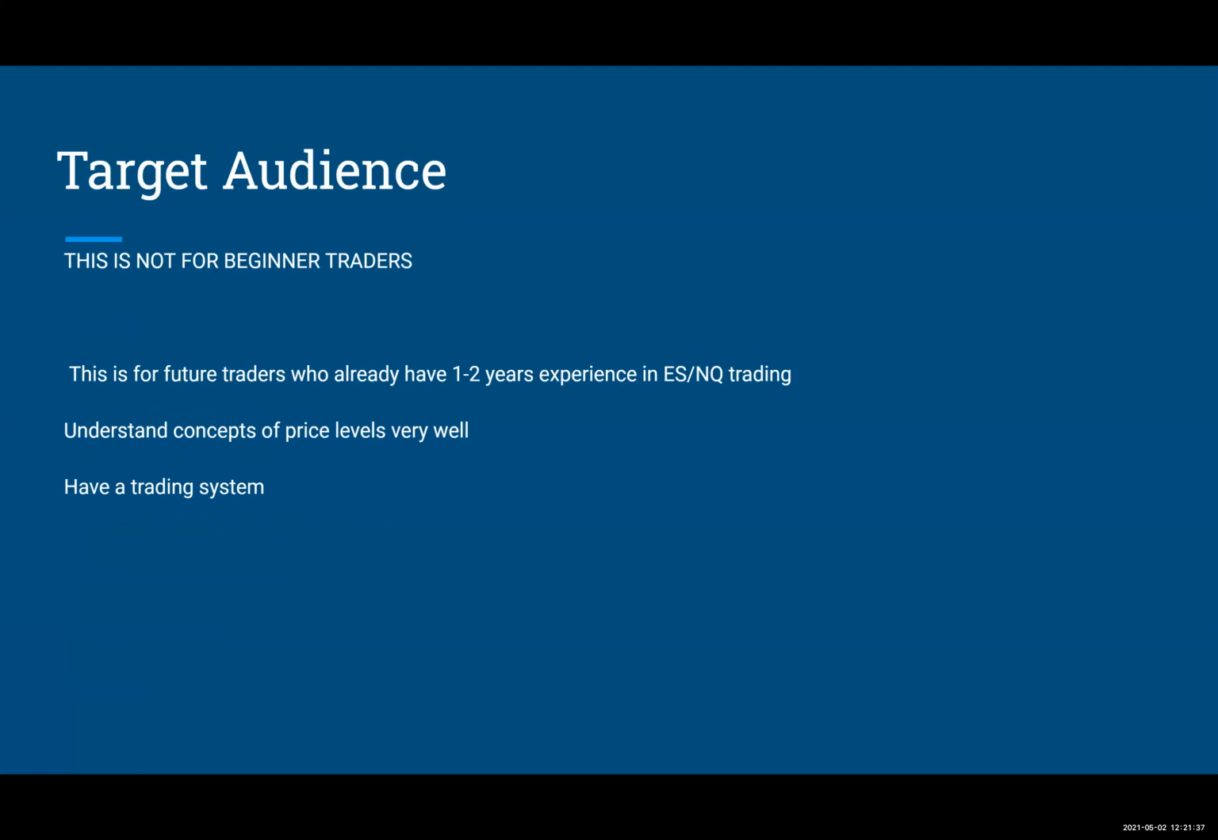So the target audience: this is not for beginning traders at all. That's very important to understand. This is for futures traders who have already traded for 1 to 2 years with experience in trading ES or NQ futures. And they understand the concept of price levels very well, entries, exits, etc. All those basic concepts about trading a future, the leverage, etc.